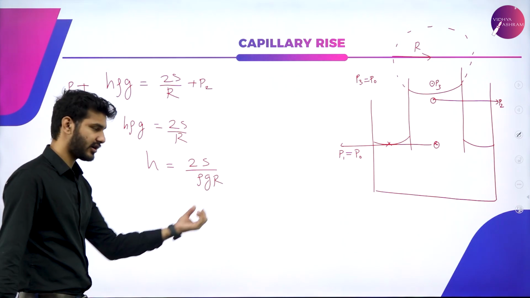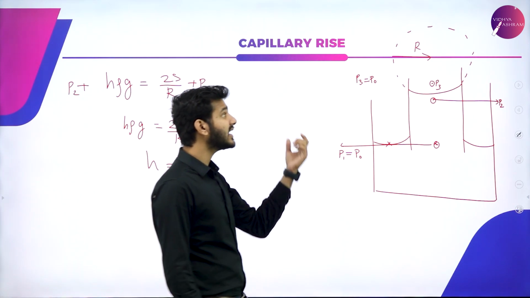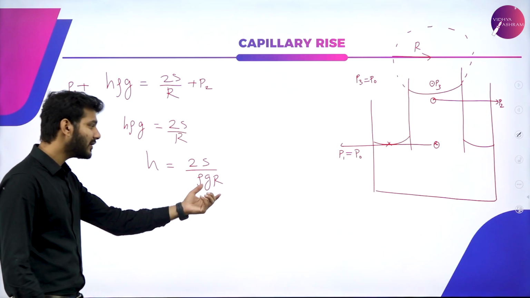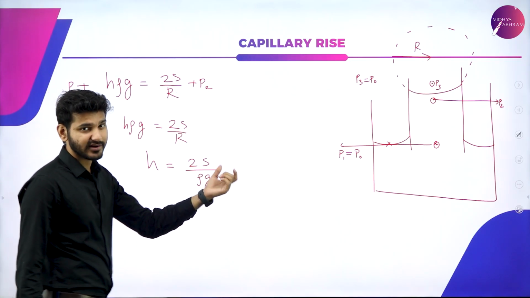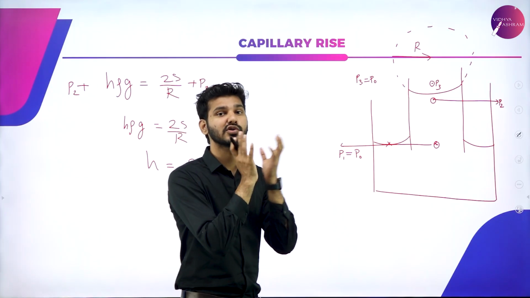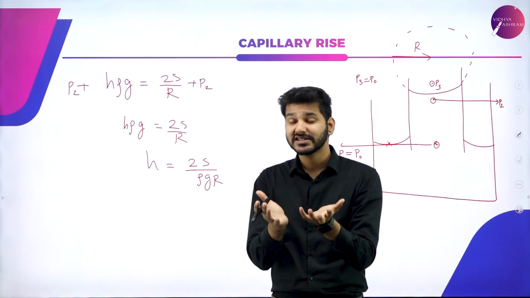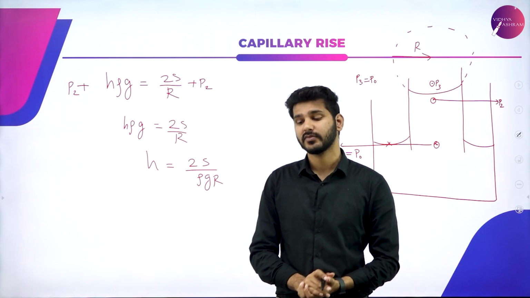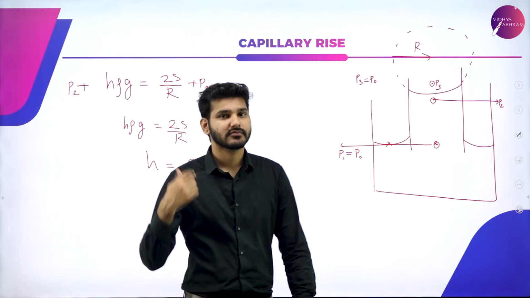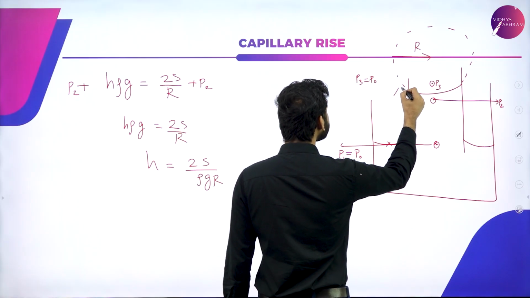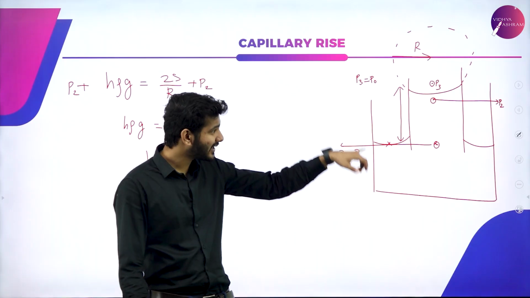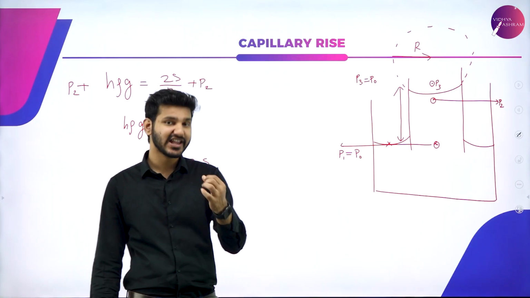So what is this R? This R is the radius of this particular bubble. So the radius of the bubble is indicated as R. It is an imaginary bubble. There is no bubble there, but we are imagining it just for the mathematical sake of proving this equation. And what is h? Again, h is the height of the water column from the surface. So that particular height is indicated by h.